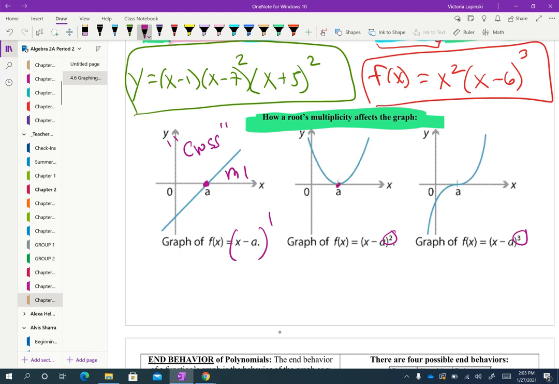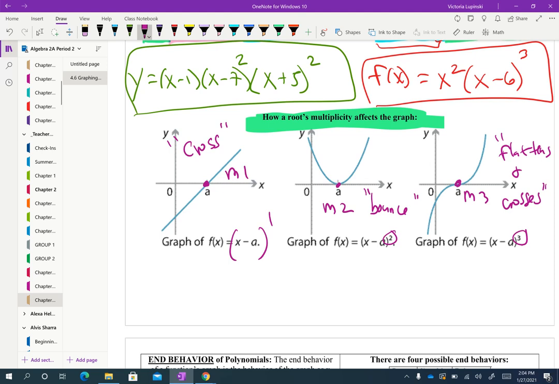Whereas over here at A, this is considered to be a multiplicity 2. Instead of crossing the x-axis, you're actually going to write that as a bounce. Notice that it touches the A, but it doesn't actually go through. It goes back in the same direction. Finally, this over here is considered to be a multiplicity 3, and at a multiplicity 3, the graph flattens and crosses.